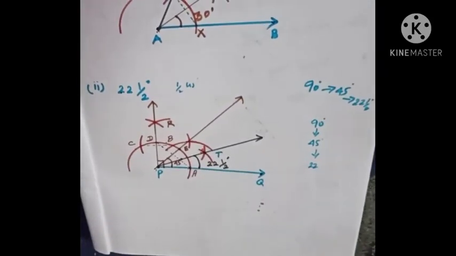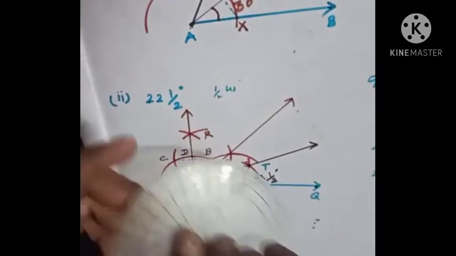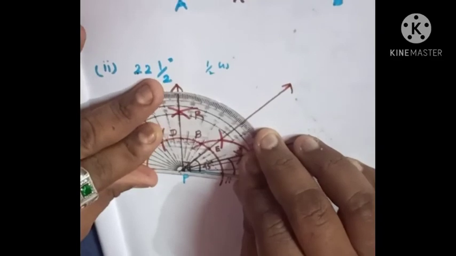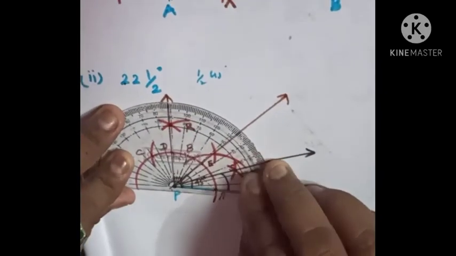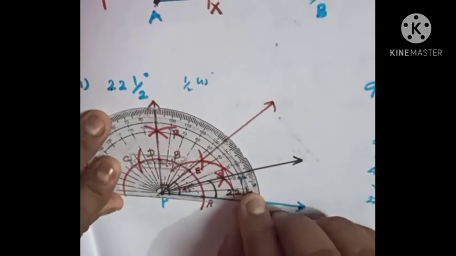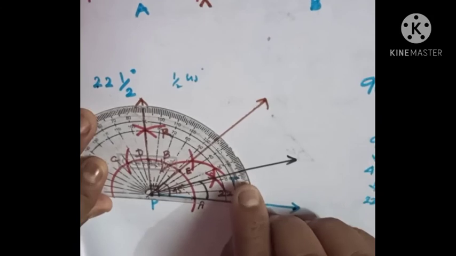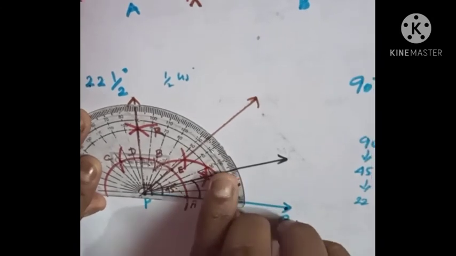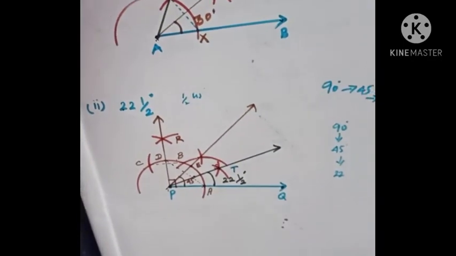I measure with the protractor. It shows accurately near 22.5. You can see this is 21, and it shows 21, 22. In between, the line is going. So accurately it shows 22.5.